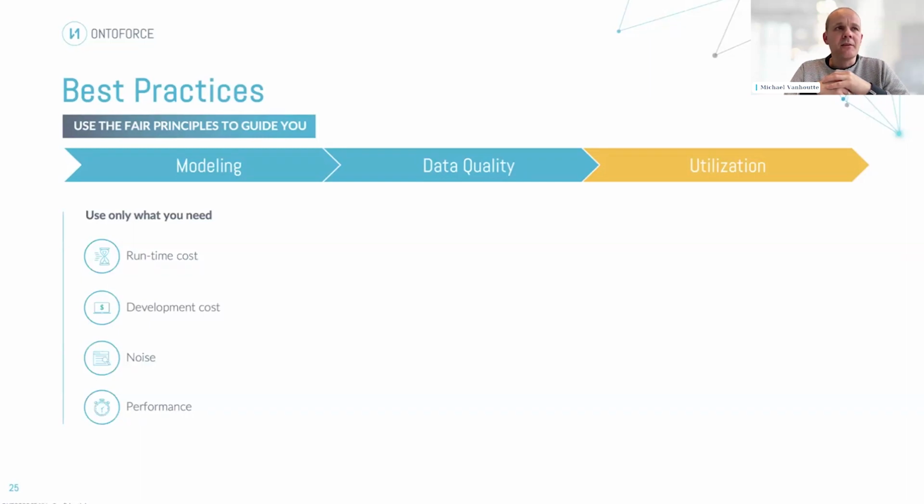You may have a tendency to just use everything because you have everything available and it may just be easier. However, doing so will significantly increase your runtime cost, will significantly increase your development cost, will introduce noise into your machine learning algorithm, and will just overall decrease the performance, be it in terms of runtime performance or in quality performance. Either way, the performance will be reduced. So be very selective in what kind of data you feed to your machine learning. Make sure that you have modeled it correctly and feed only what you need.